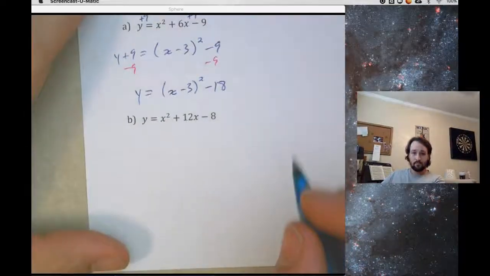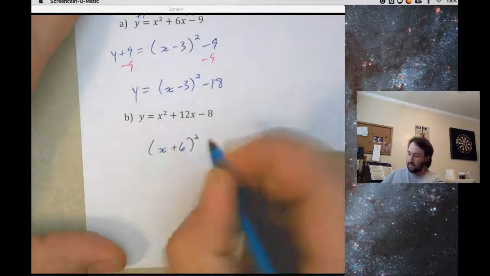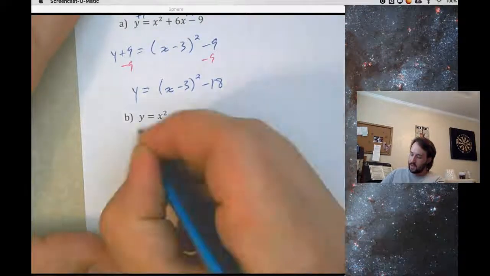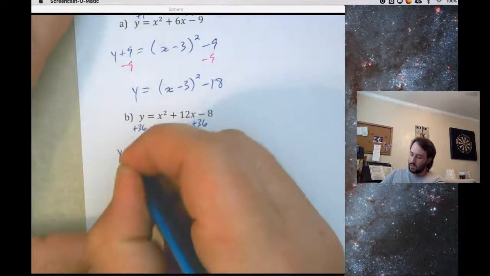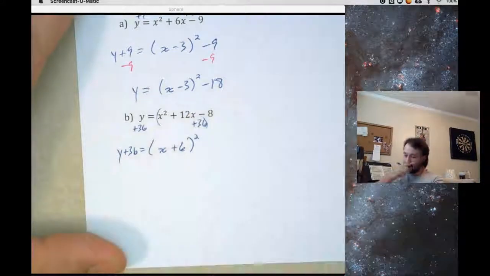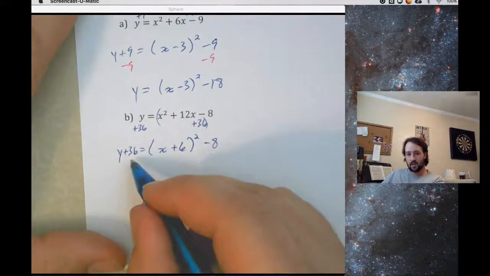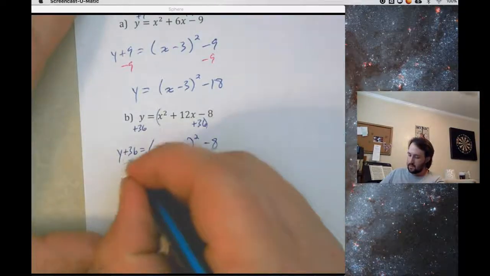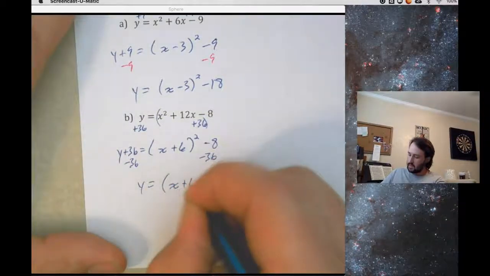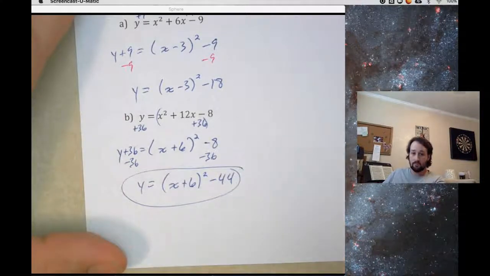All right, moving on. So here, my factor should be x plus 6 squared. So that means I needed to have 6 squared, so I needed to add 36 over here and add 36 on that side. So y plus 36 equals, and then there is my factor of x plus 6 squared. So I still have that minus 8 on the outside. Subtract the 36 to both sides. So minus 36, so y equals x plus 6 squared minus 44. There it is in vertex form.